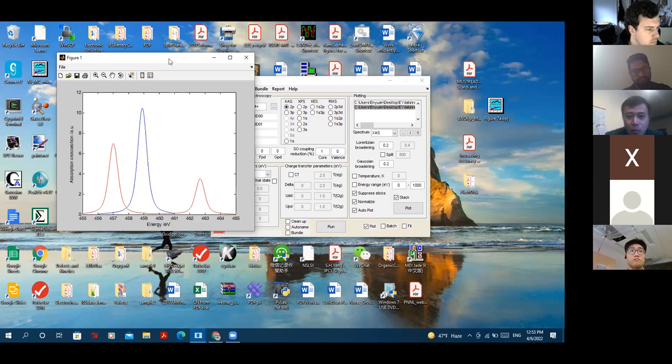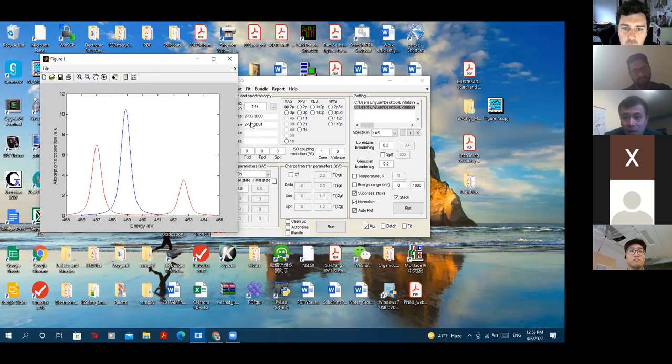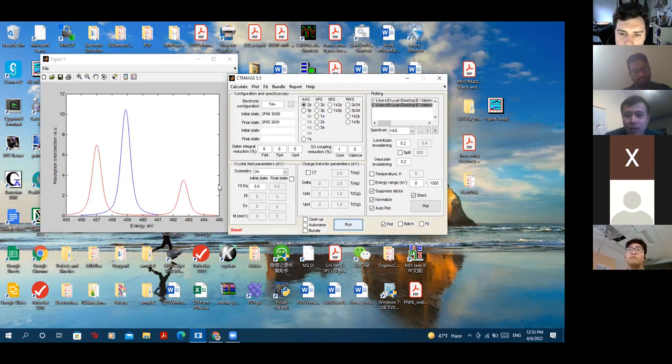Okay, we can get things more complicated. So now not just consider the spin orbital coupling, we can also consider that the ligand is exerting some force on the electron state. So instead of 0, let's put 2. 2 is some kind of weak interaction. This is in the unit of eV. Let's run again.